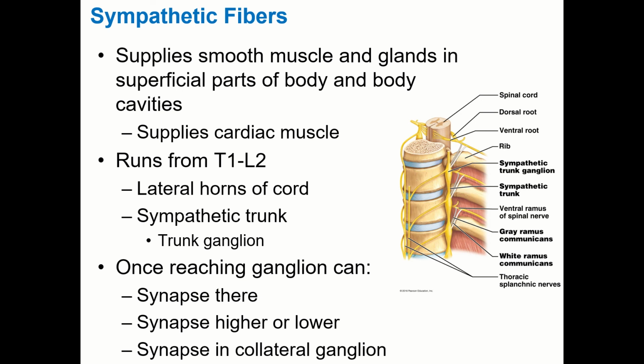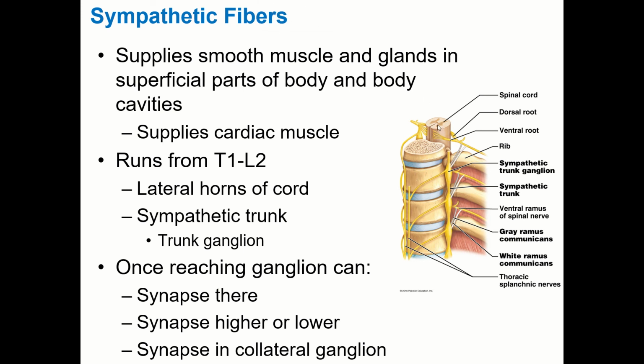All right, so earlier we touched on the fact that this is the thoracolumbar branch, so it runs from T1 to L2 inside of the spinal cord. The cell bodies of all of these neurons sit in the lateral horns of the spinal cord.